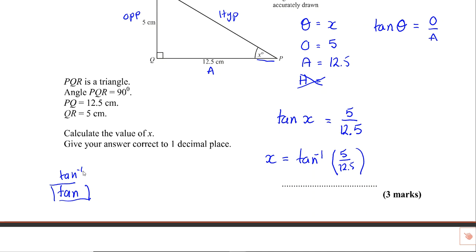So what you do, on your calculator, you press your inverse tan. It will come up on your screen as inverse tan bracket. You can then do 5 divided by 12.5 and press equals. And we do it to 1 decimal place, so it's 21. So is it 21.8, is it? Okay, so we do our inverse tan.